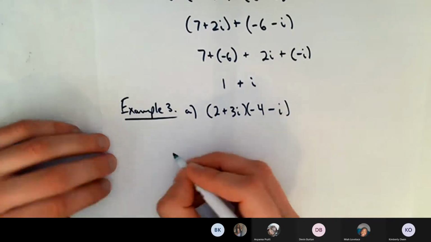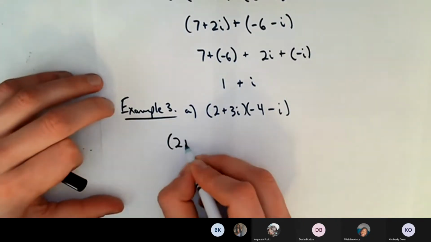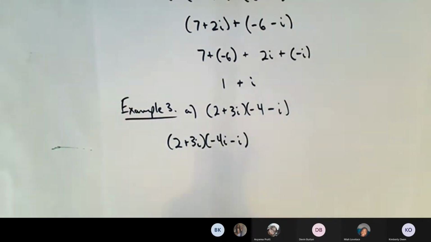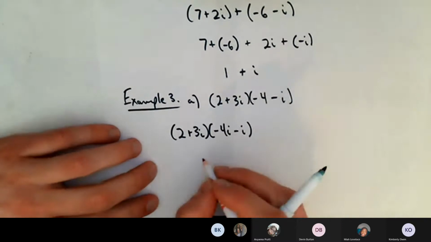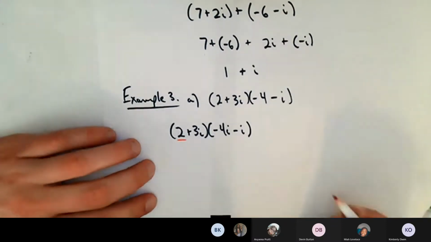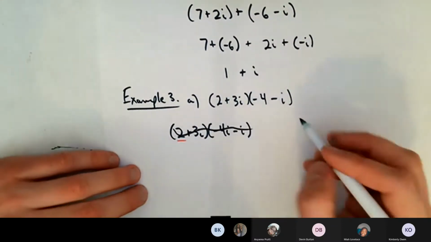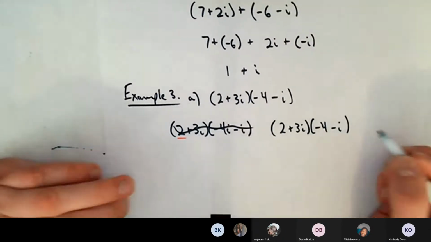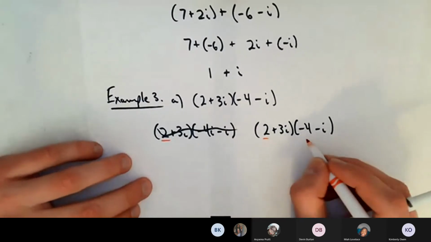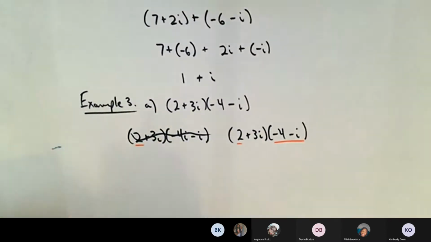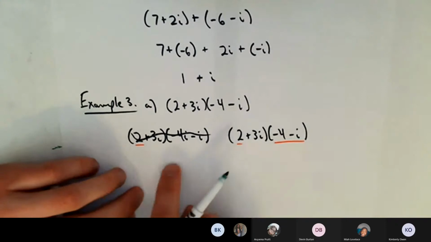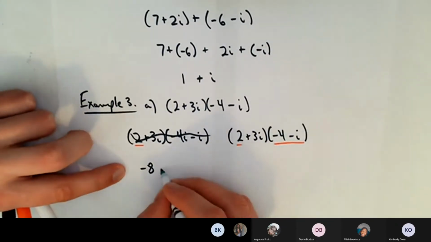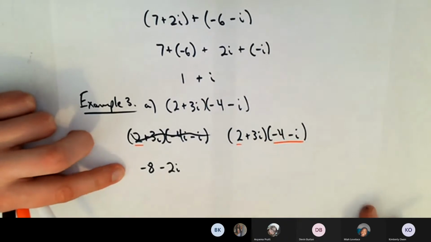So first I'll write it out for you so you can see what's going to happen here. I'll draw a nice little representation of what's happening here. So 2 gets, oh, I wrote it down wrong. 2 plus 3i, negative 4 minus i. All right. So the 2 is being sent to both of these. So we distribute the 2 to both of them. And we're getting, I'm going to write it over here. 2 times negative 4 is negative 8. 2 times negative i is negative 2i.